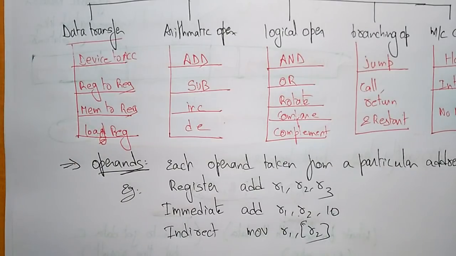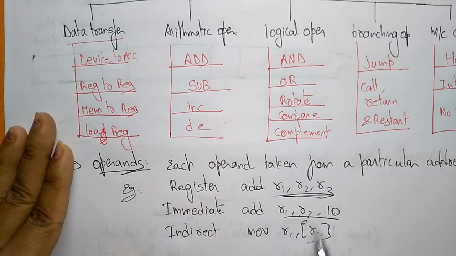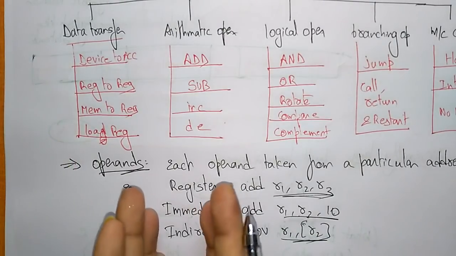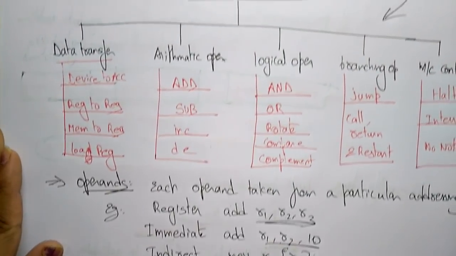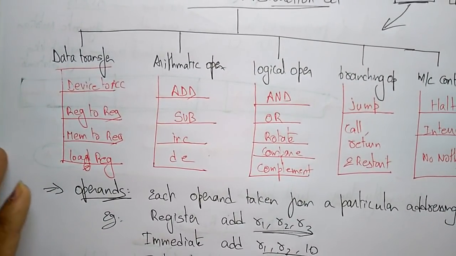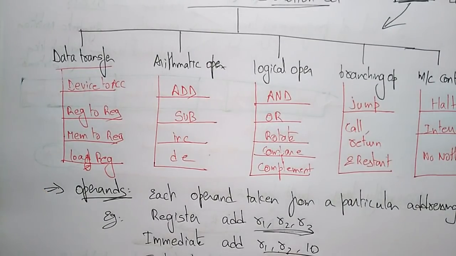So these are the different addressing modes used to perform operations on the operands. I'll explain these addressing modes clearly when I explain the addressing mode concept. So this is about the assembly language instructions, opcodes and operands.